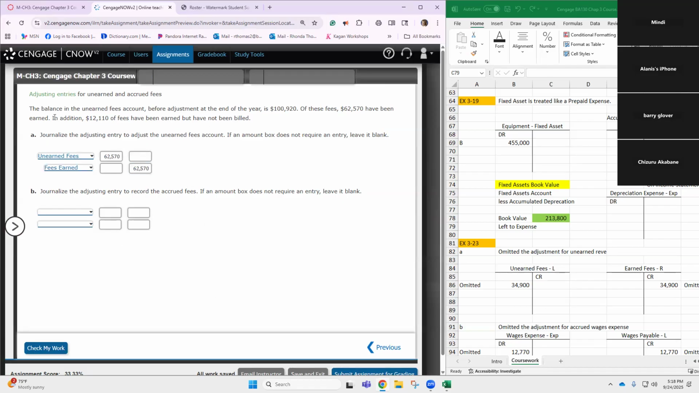Remember, revenue is going to go on the income statement, and we want it to reflect what really happened. Okay, here's the second one now. In addition, fees of $12,110 have been earned, but not yet billed. Okay, so we're looking at accounts receivable. If you're billing a client or a customer, then we must have finished some jobs that needed to be billed. And the amount for that is $12,110. When we put it in accounts receivable, this is accrued revenue.